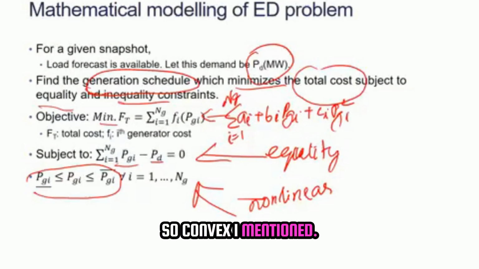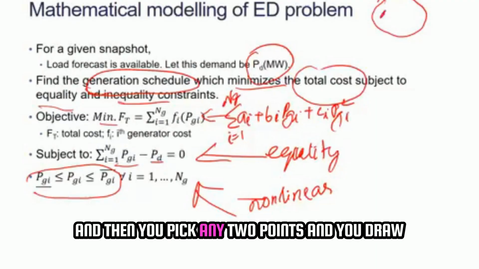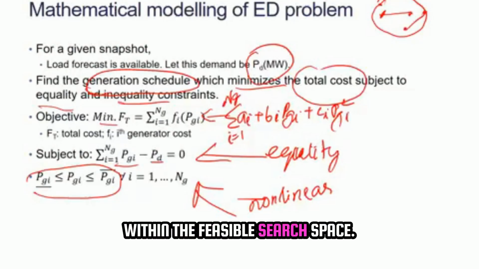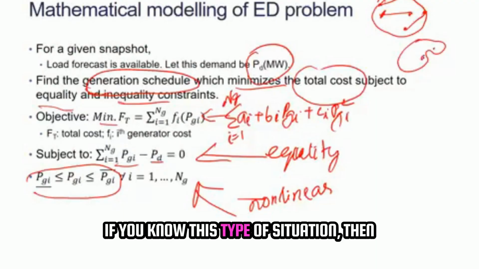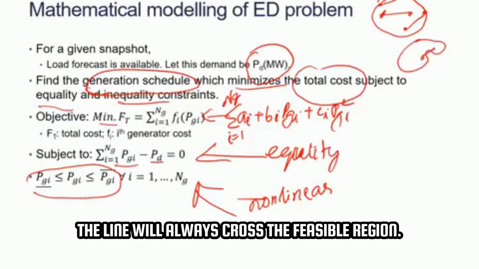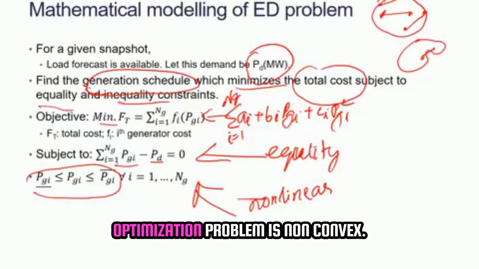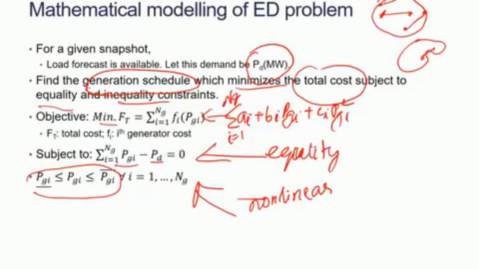Convex, as I mentioned, means if you take a feasible space and pick any two points and draw a line, that line should always remain within the feasible search space. So that means it's convex. If that line crosses outside, if you have this type of situation, then the line will cross the feasible region, and that means this optimization problem is non-convex. So is it convex or non-convex?